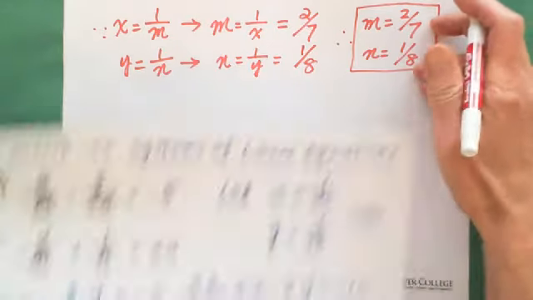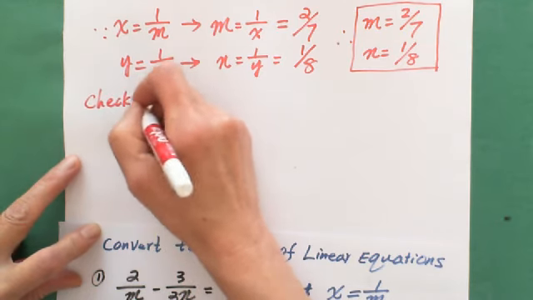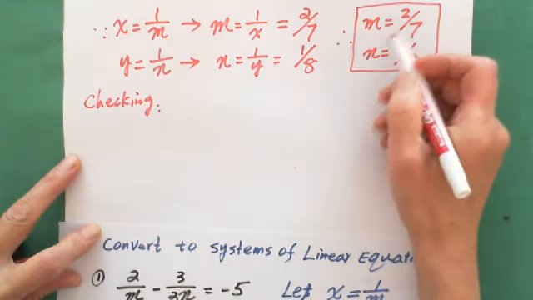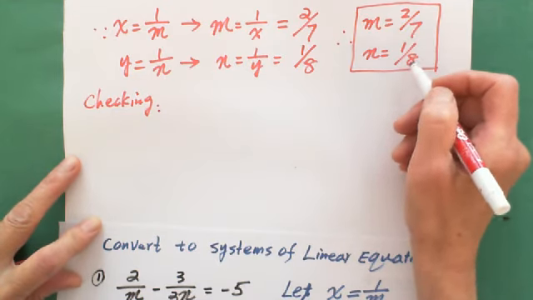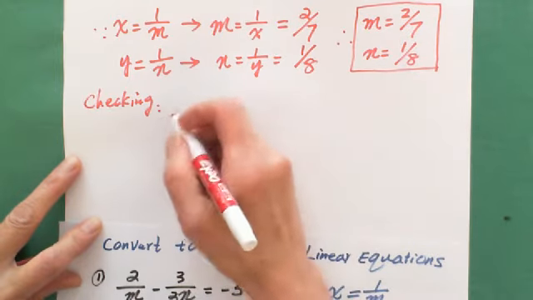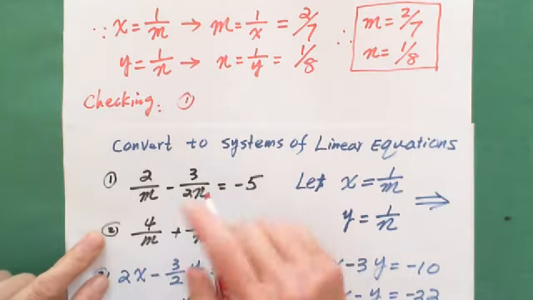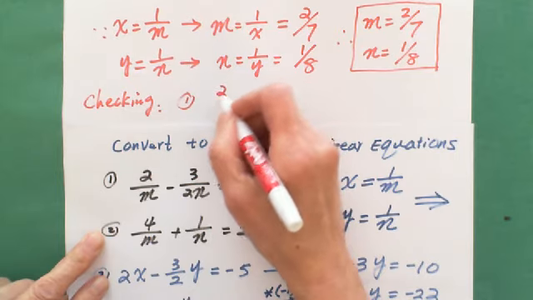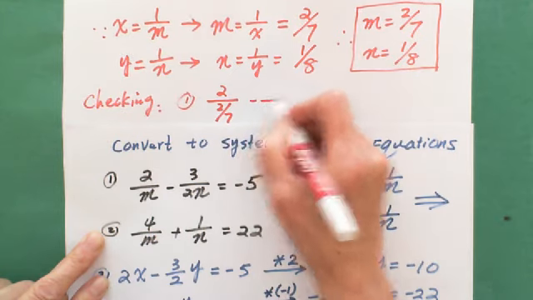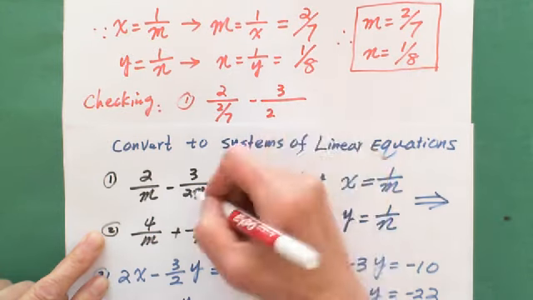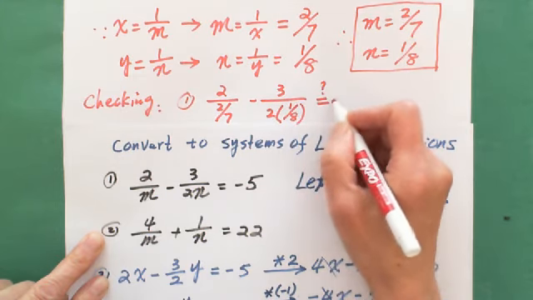So we can double check the answer. Checking. We plug m equals 2 over 7, n equals 1 over 8 into the original equation. The first equation is 2 over m. We put the 2 on the top, m is 2 over 7 on the bottom, minus 3 over 2 times n, which is 1 over 8, to see if it equals -5.